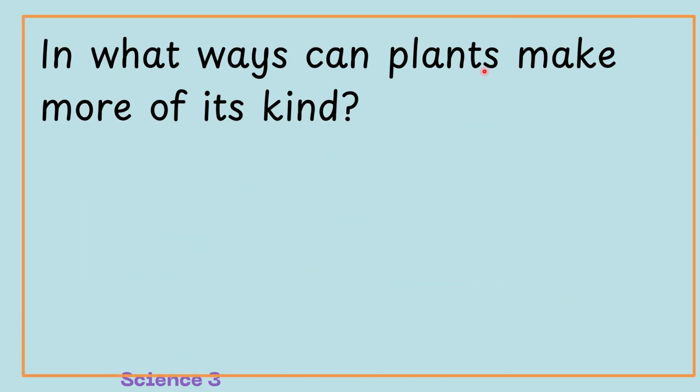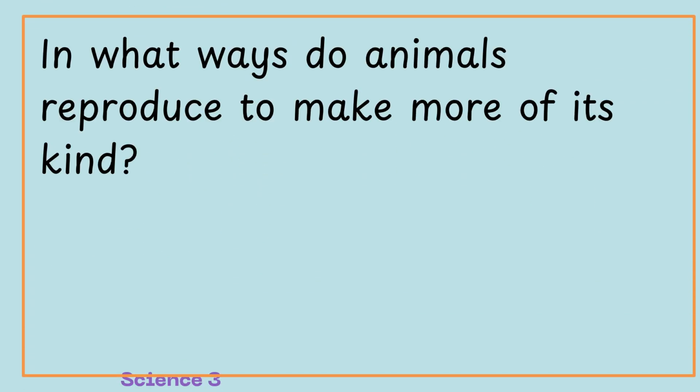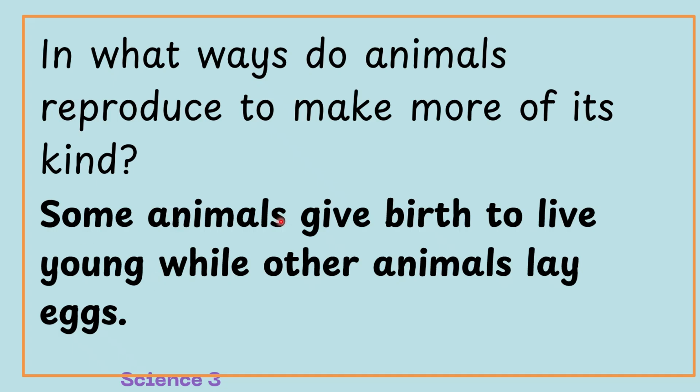In what ways can plants make more of its kind? Plants can be made to reproduce by planting their seeds or their plant parts like leaves or stems. In what ways do animals reproduce to make more of its kind? Some animals give birth to live young while other animals lay eggs.